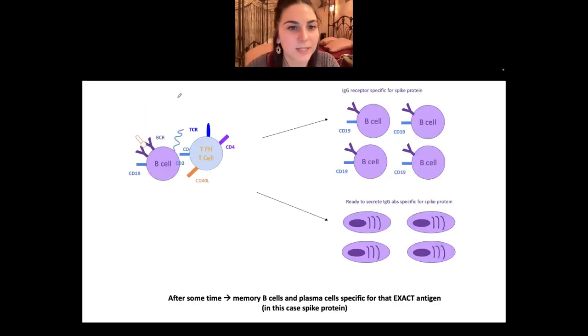And then from here, once it's like, all right, I'm done somatically hypermutating, right? It's going to make memory B cells that have IgG specific for the spike protein, because now memory is specific. And it's going to make plasma cells that are secreting IgG antibodies specific for the spike protein. So again, after some time, you get memory and plasma cells specific for that exact same antigen.